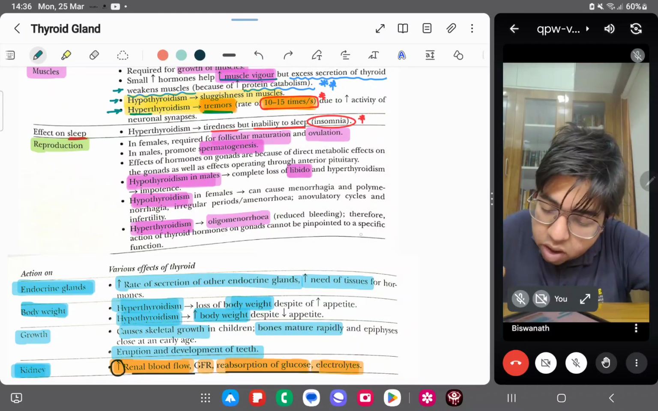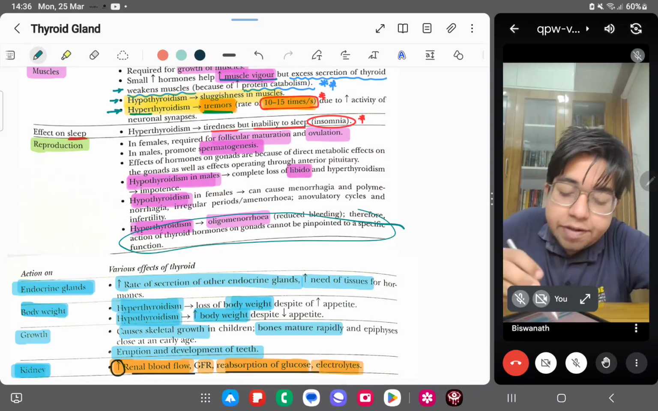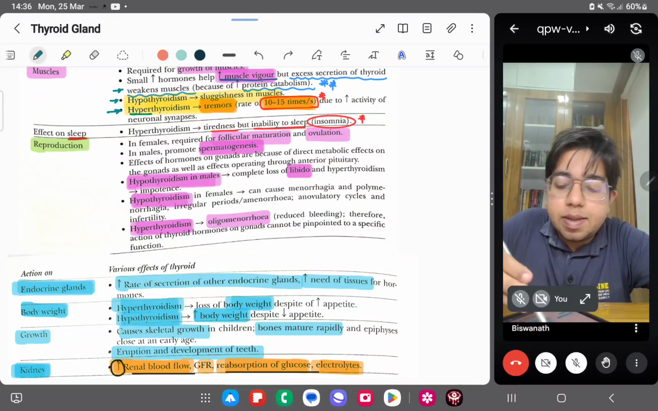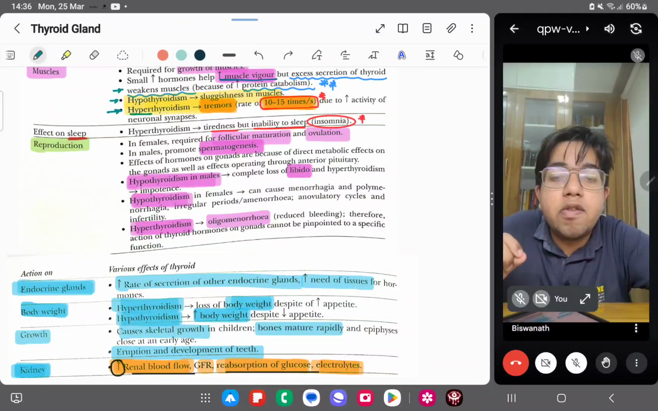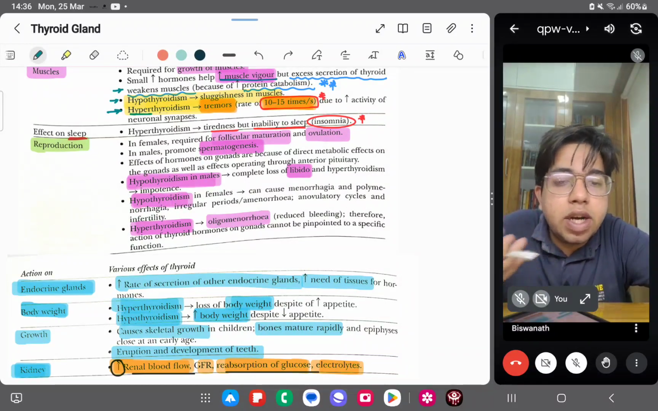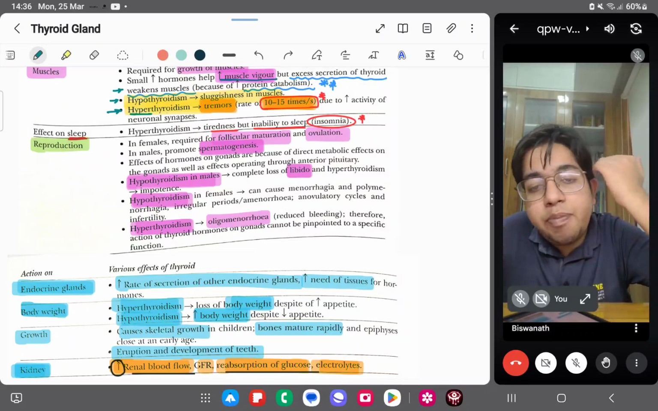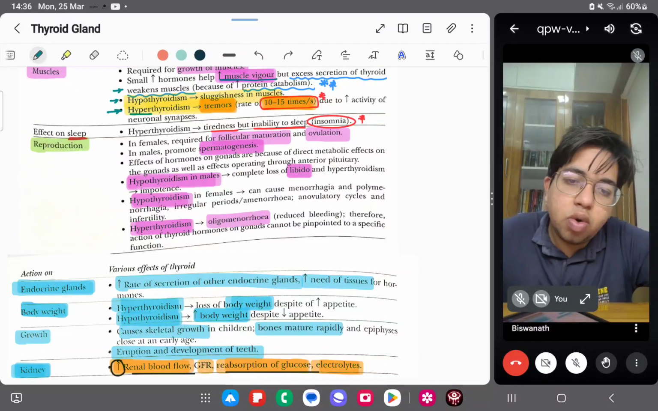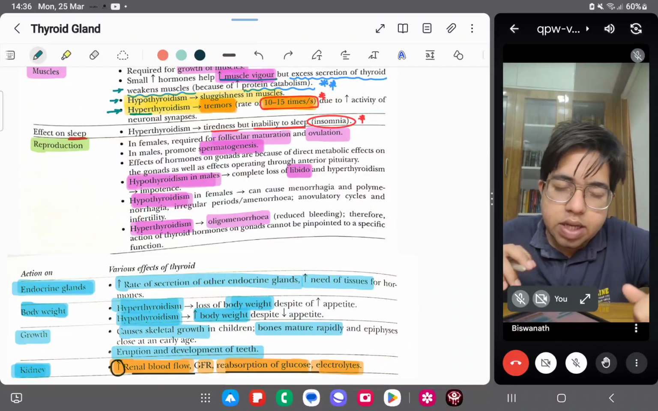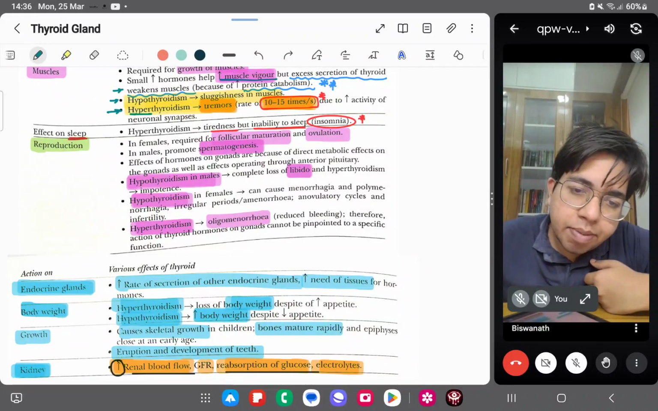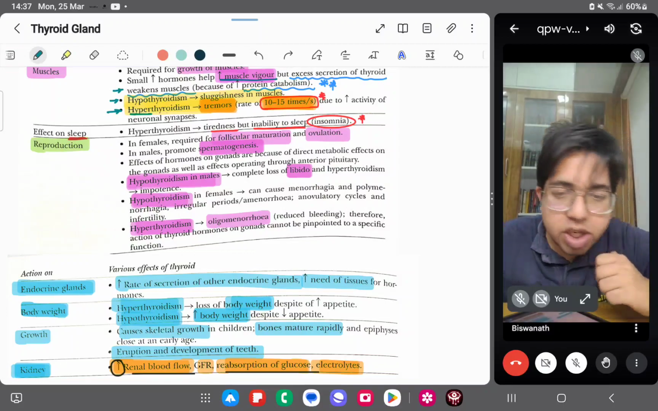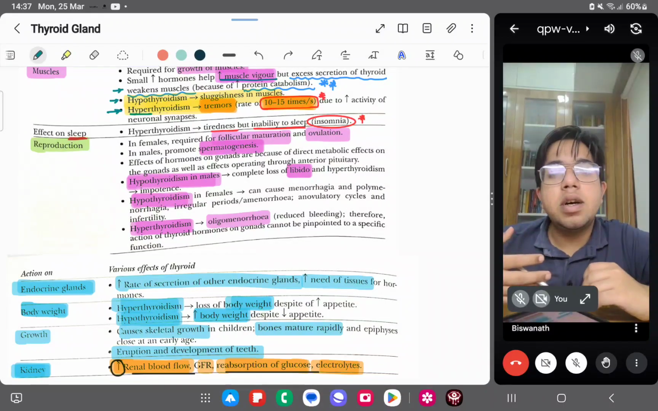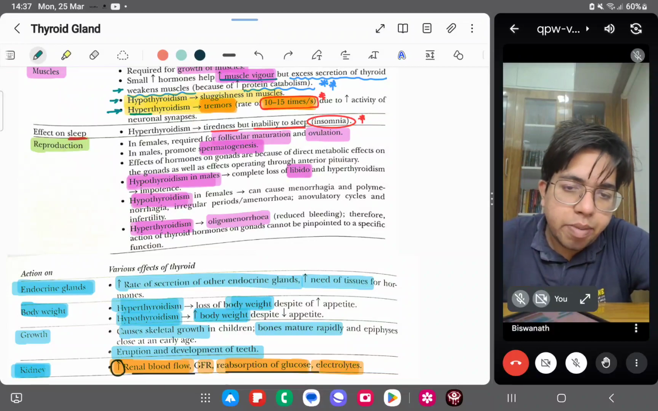And action of thyroid hormone cannot be pinpointed to a specific function. Yes, this is important because you can't say which manifestation the thyroid gland will show if there is increase or decrease. So you can't pinpoint the action to that particular thing. Okay, sometimes it will cause irregularity, sometimes it will promote gamete maturation, sometimes it will be beneficial, sometimes it will be detrimental. You can't say.